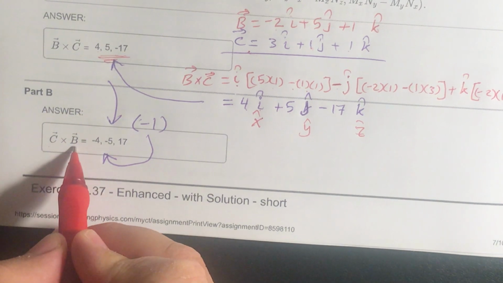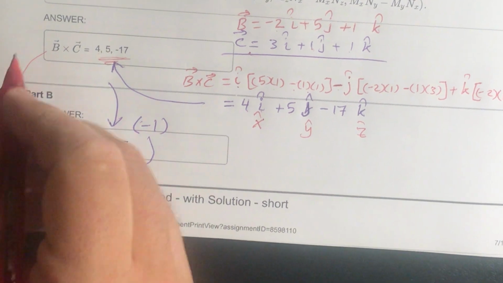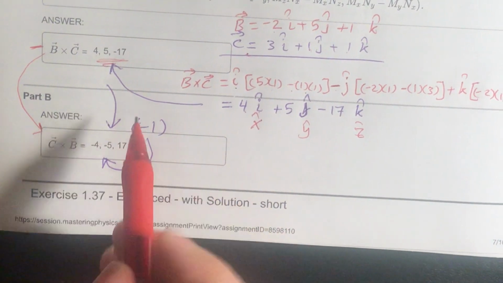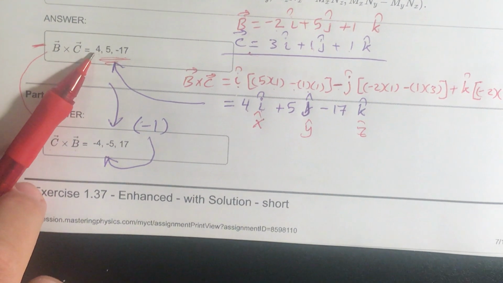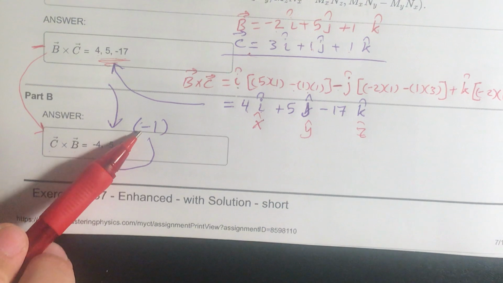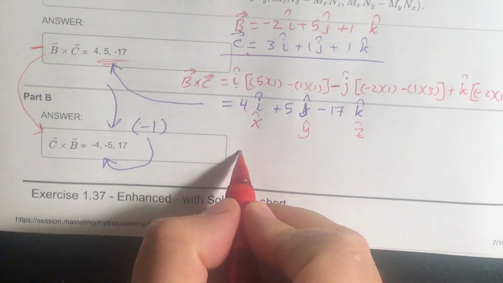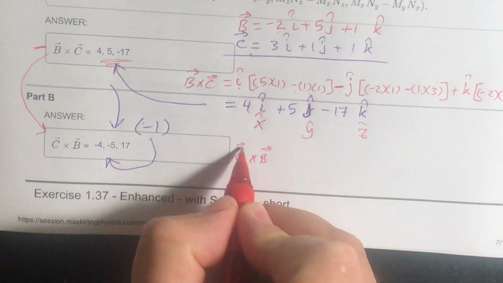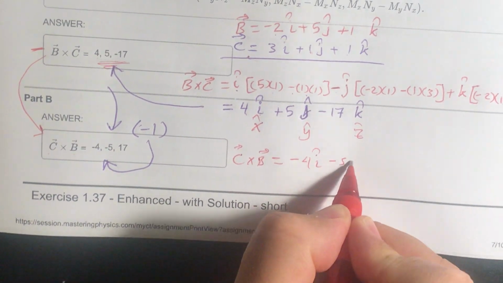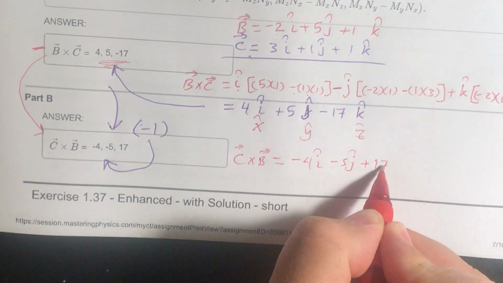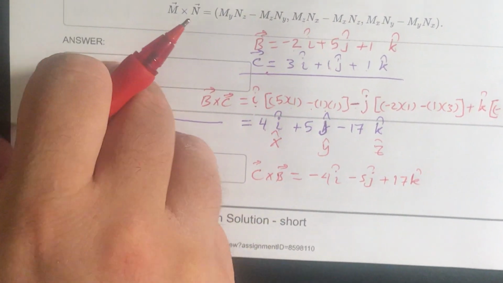What about C cross B? We remember that it will be the same as B cross C with the negative sign. So we just need to opposite the direction of that vector. 4 will be negative 4 because we will just multiply by negative 1 for all of them. So C cross B will equal negative 4 I hat, negative 5 J hat, plus 17 K hat. This is for the cross product.